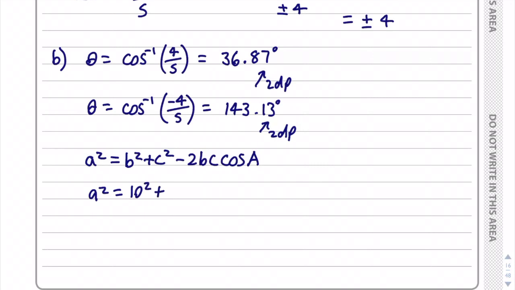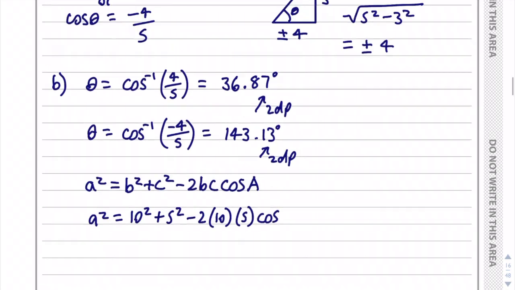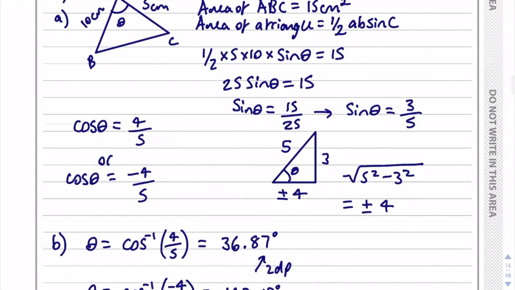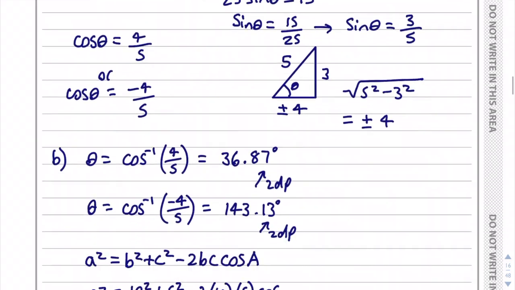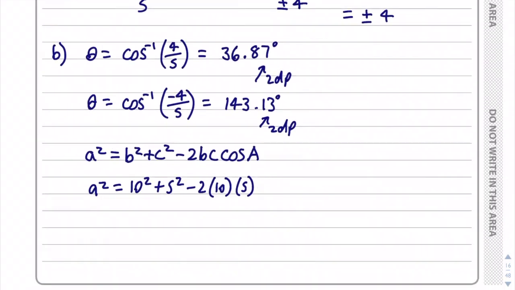So we're going to have 10 squared plus 5 squared minus 2 times 10 times 5. And then we need to multiply this by cos of the angle A. Now the angle A in the diagram is actually the angle theta. So if we replace cos theta with minus 4/5, we can just multiply this by minus 4/5. So we get a squared equals, simplify this on your calculator, you get a squared equals 205, and then if you take the square root of both sides, you're going to get a equals the square root of 205.